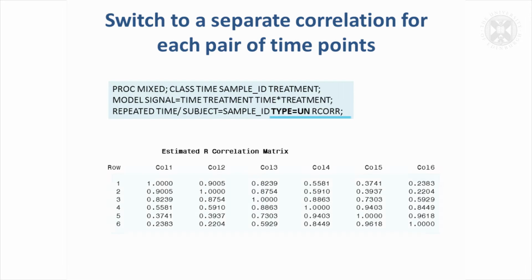And you'll notice actually that these are decaying as the time points are more widely separated, the correlation is getting less. So between time point 1 and 6, the correlation is only 0.24, whereas between time point 1 and 2, it's 0.9. So it probably is quite important to allow for the fact that as time points are wider apart, the observations are less highly correlated.